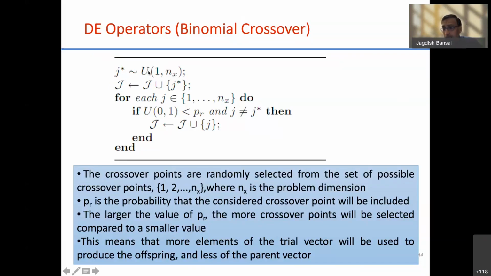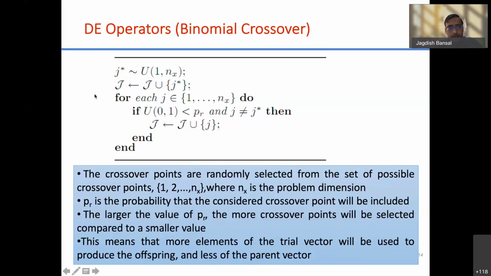So U(1, nx) means a uniform random number from the set 1 to nx. Suppose 50 is the population size, so from 1 to 50 you select any integer. Let me call this j asterisk, this first randomly selected index. It will be by default in the set of crossover points.